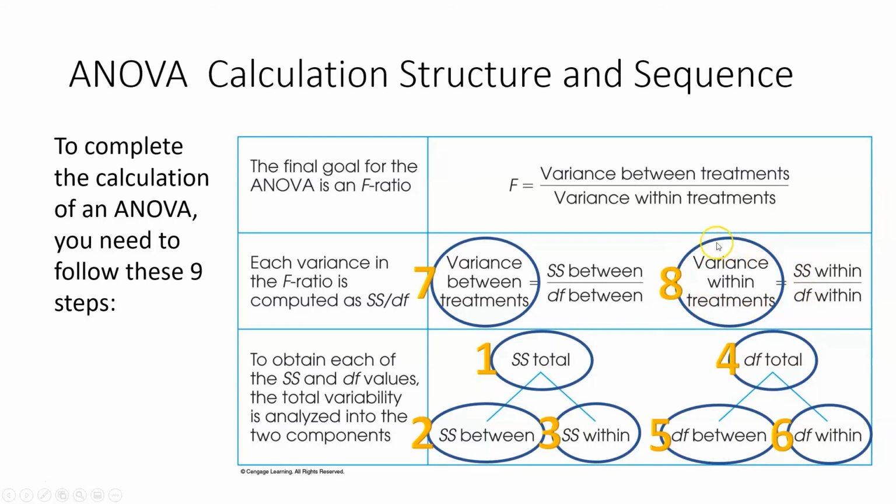And then finally, your step 9 is to take the variance between treatments and divide it, like we said before, by the variance within treatments, which represents the variability you see because of the treatments and error, divided by the variability you expect just by chance because of error alone.